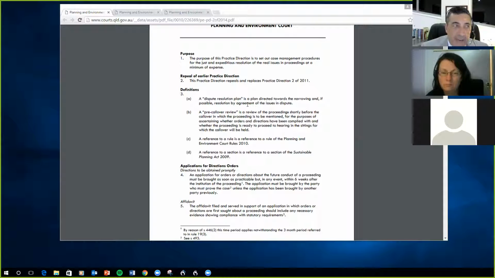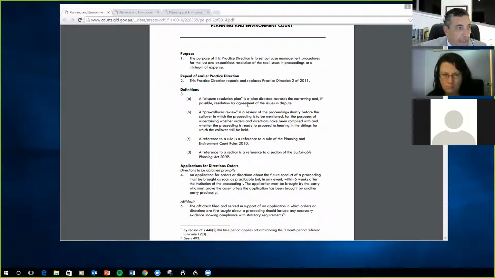Traditionally, the adversarial system that we have means that the litigation is conducted by the parties or the parties' lawyers, and the court plays very little role in managing the process. That's not the case in the Planning and Environment Court. The court will be very active in managing the process through case management procedures.